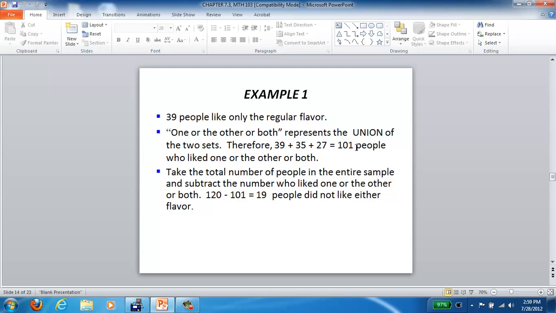And then finally, how many people didn't like mint or regular? We have 101 that like the one or the other. So you do 120 minus 101, 19.